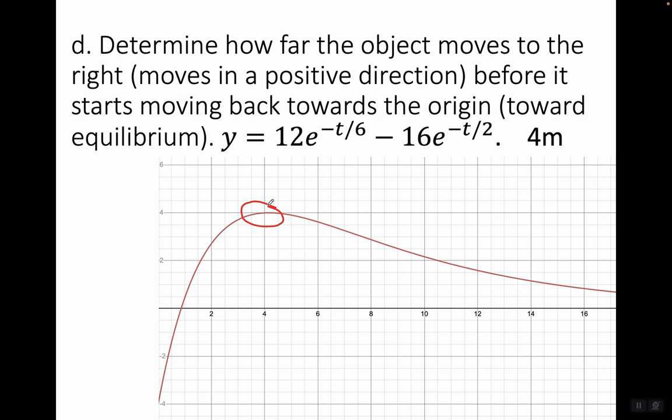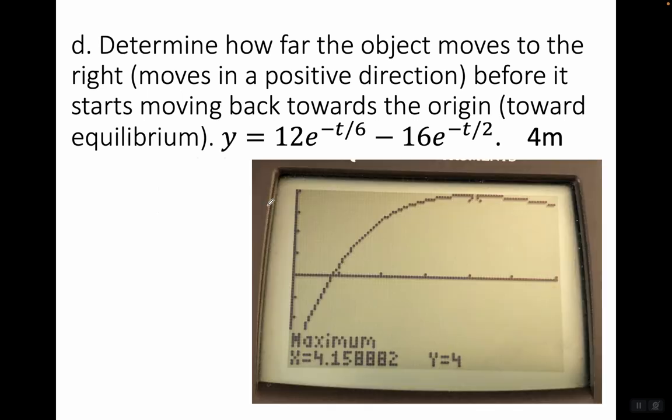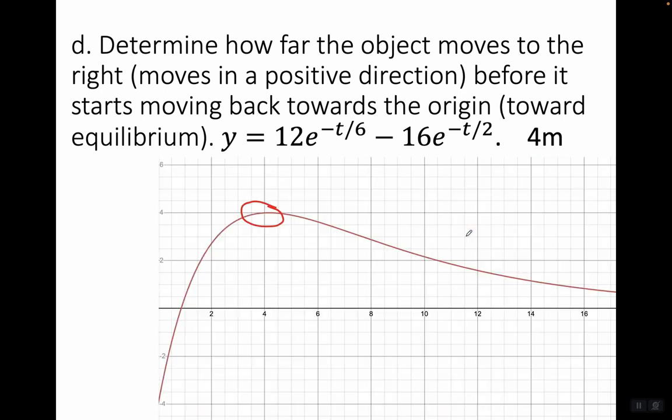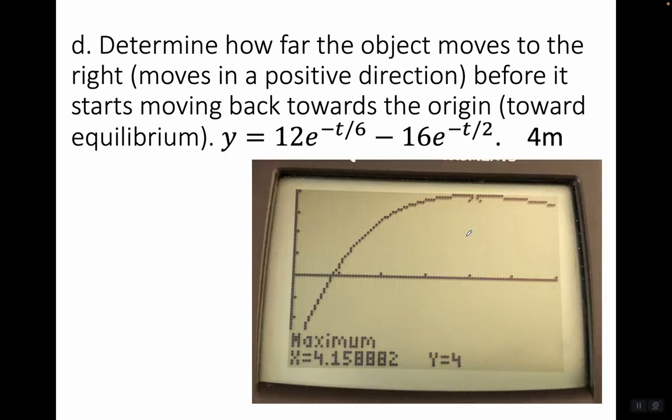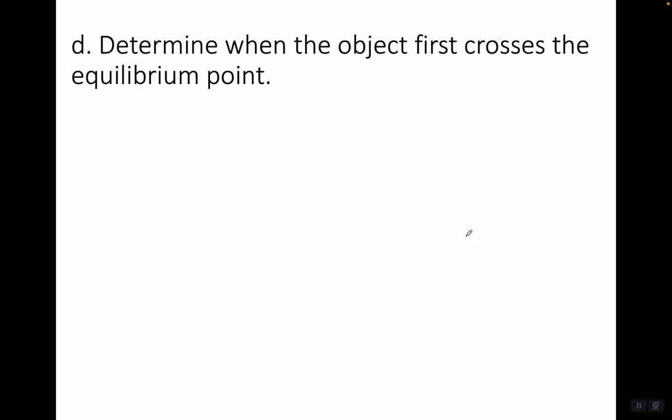You might think that's kind of cheesy. Let's graph it and make sure. When I graph it, it turns out that the maximum is indeed y equals 4. And it doesn't actually occur at x equals 4 or time t equals 4. It's actually a little bit beyond that. So yeah, we can see that the maximum value from our TI is y equals 4. So that is indeed how far it moves in a positive direction before it starts moving towards equilibrium, 4 meters.